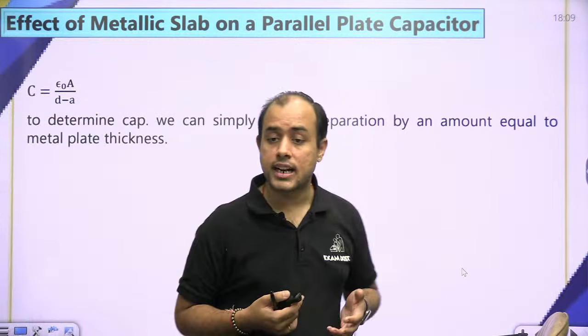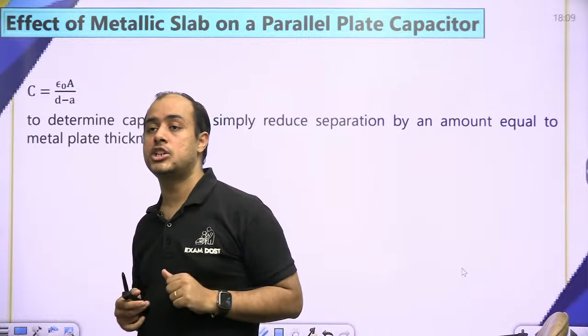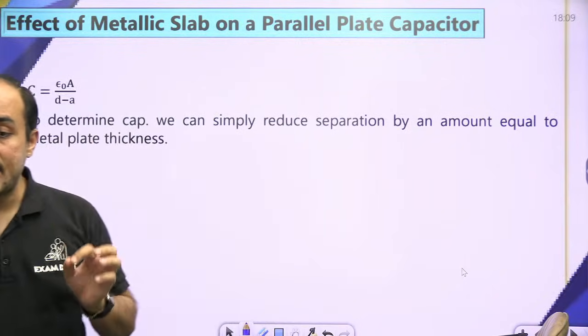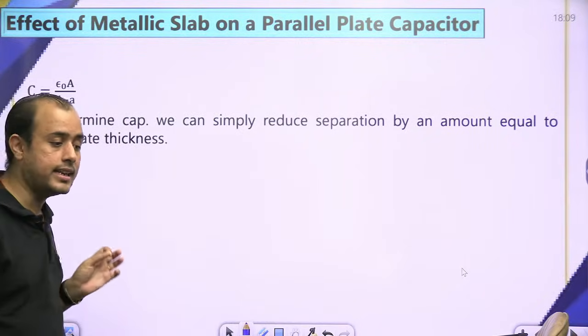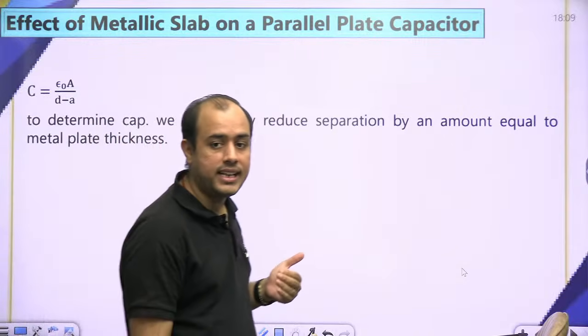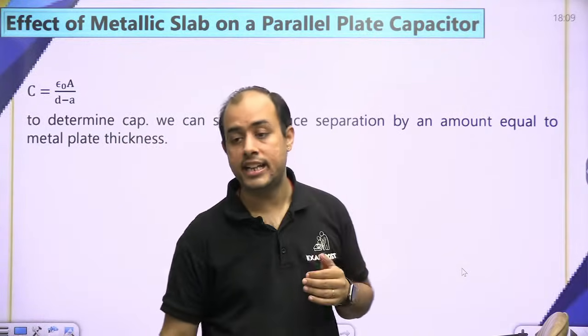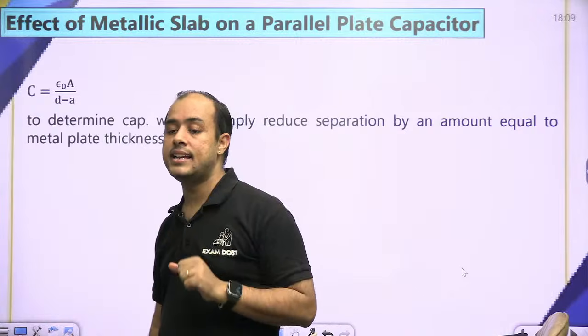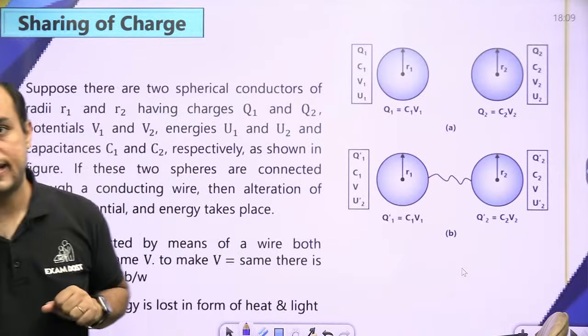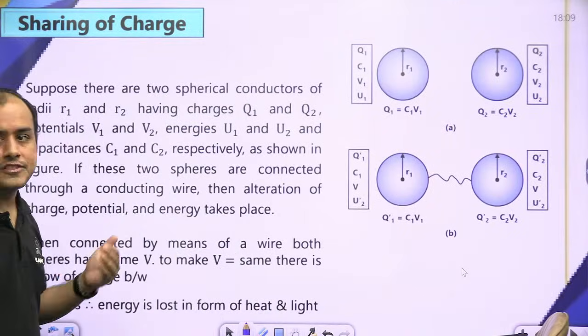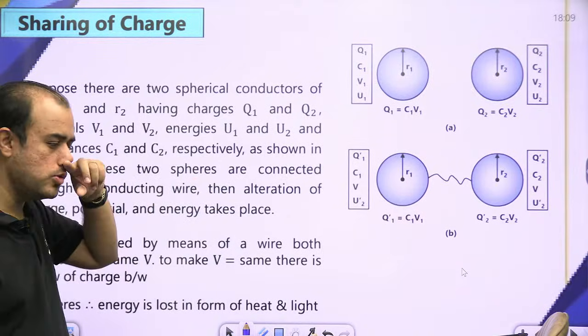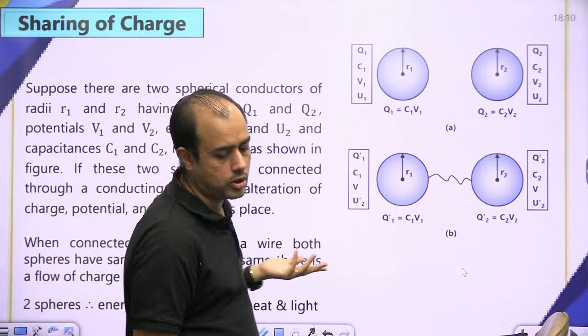So the shortcut would be reduce the separation between the plates by an amount equal to the thickness of the slab. आप D की जगह डिस्टेंस लेके चलिए D minus A, जहां पे A क्या है? स्लैब का थिकनेस है. नाउ शेयरिंग ऑफ चार्ज, ये तो मैं आपको बता ही चुका हूं. दिस यू कैन इवन डू बाय कैपेसिटेंसेस आल्सो.